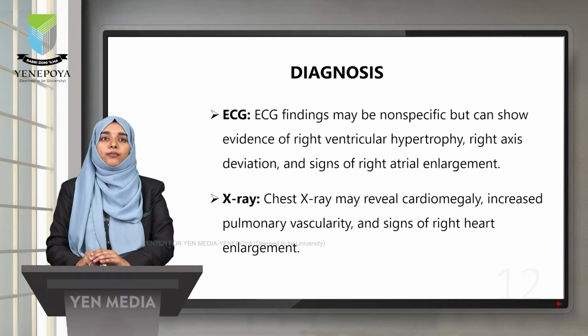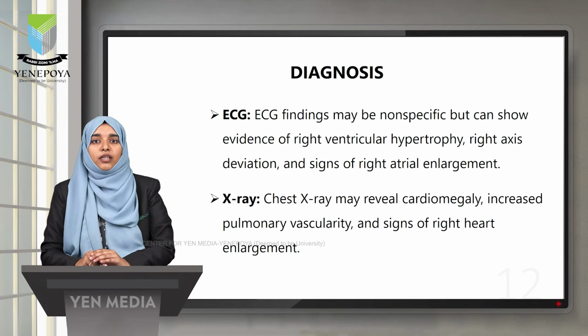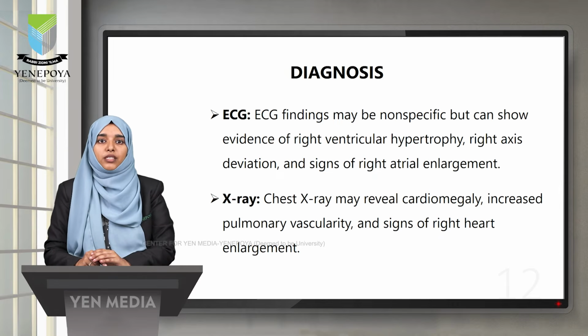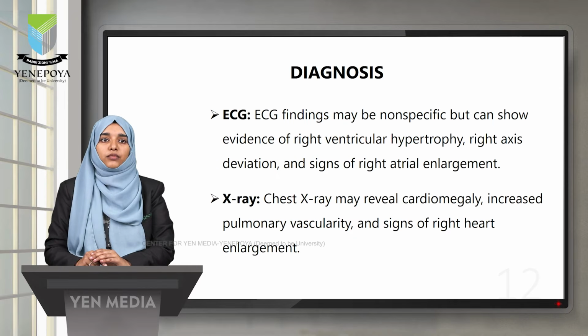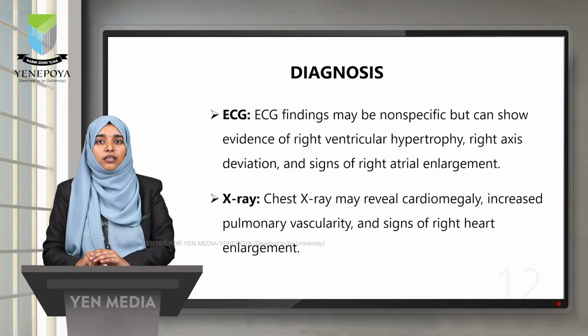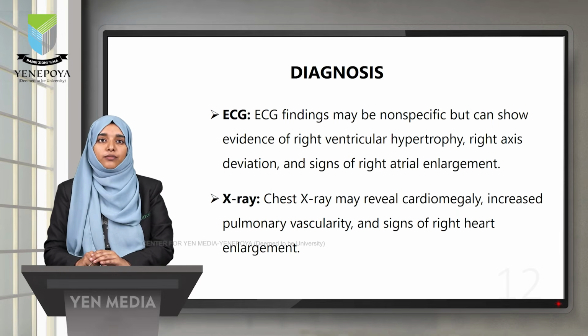Moving on to diagnosis. ECG findings may be non-specific but can show evidence of right ventricular hypertrophy, right axis deviation and signs of right atrial enlargement. Again, it is not specific for DCRV. X-ray may reveal cardiomegaly, increased pulmonary vascularity and signs of right heart enlargement.